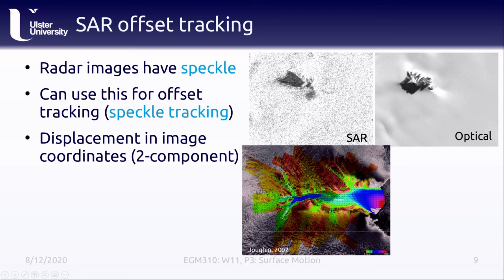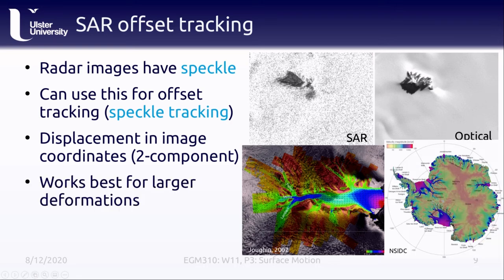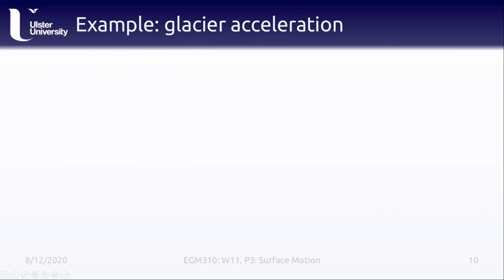This does work better for larger deformations, though. In the interior of the ice sheets, where velocities are on the order of less than 10 meters per year, we normally have to stick with InSAR techniques in order to measure motion. This technique does provide an invaluable tool for monitoring the peculiar behavior of glaciers.